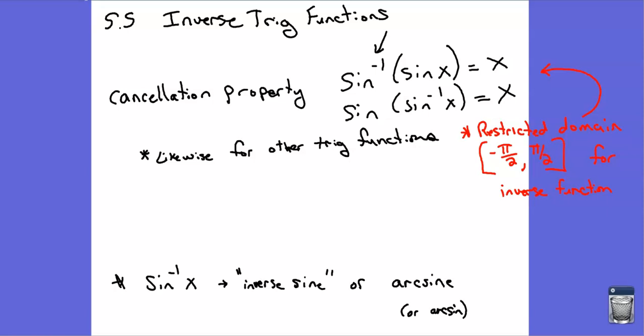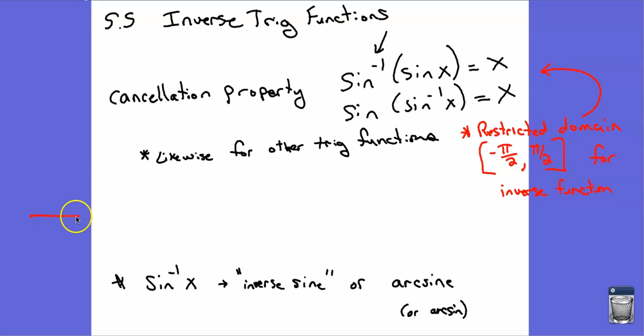Now, this is similar for other trig functions, but each of these trig functions has a restricted domain for that to be true. And you're like, well, what do you mean by restricted domain? So normally the domain on a sine function is negative infinity to infinity, so it covers all real numbers. But inverse functions cannot. Remember back in chapter 2, we covered inverse functions. For something to be an inverse function, it has to be 1-to-1.